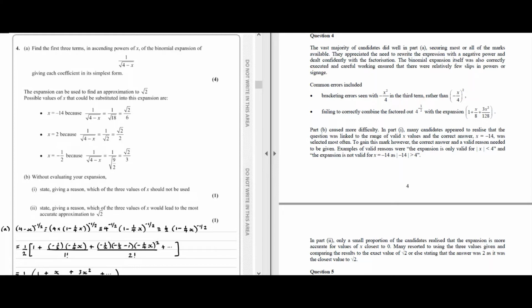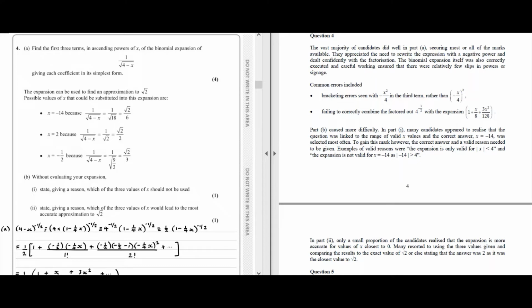Common errors included bracketing errors, seen with minus x squared over 4 in the third term rather than minus x over 4 all squared, or failing to correctly combine the factored out 4 to the minus a half in the expansion 1 plus x over 8 plus 3x squared over 128.